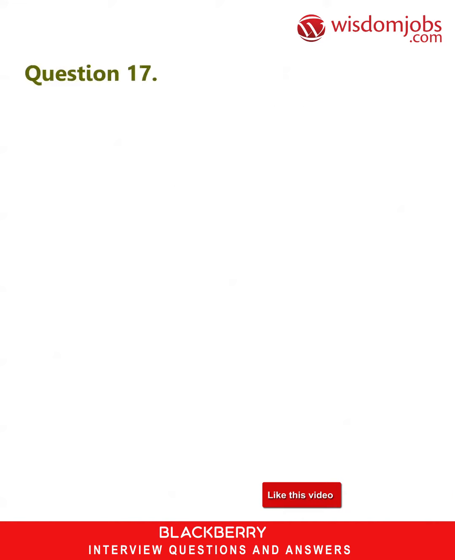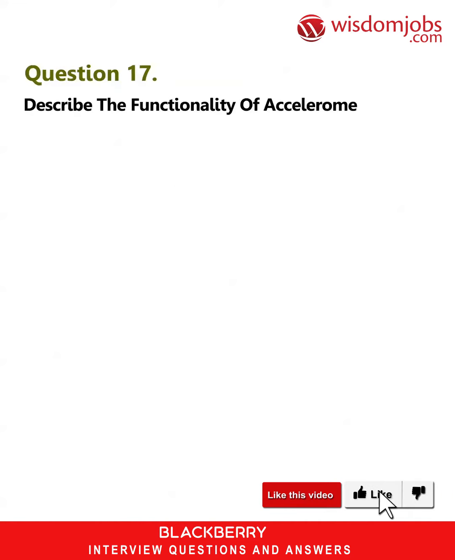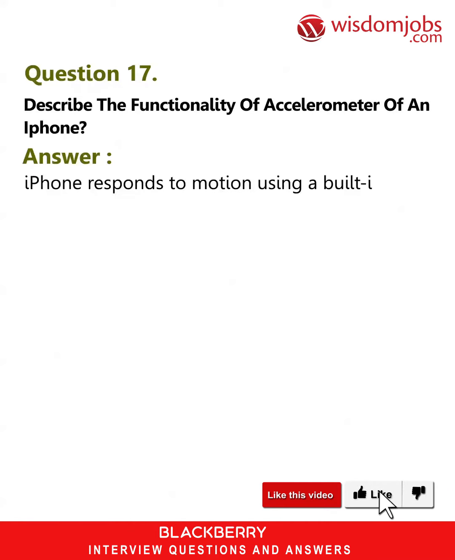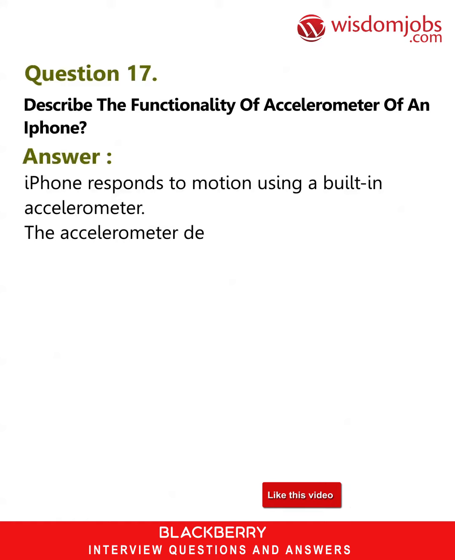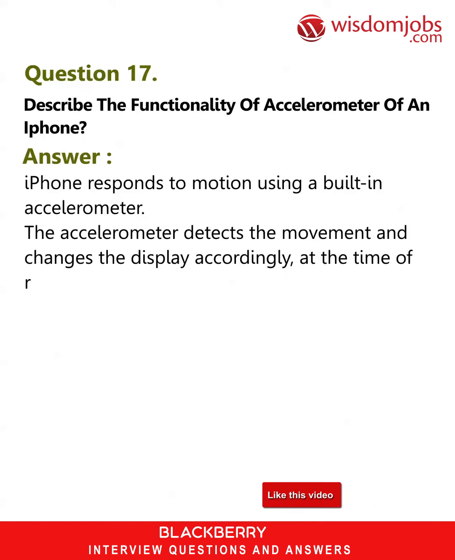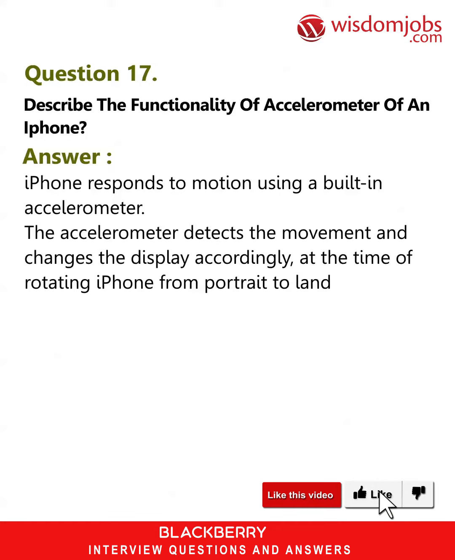Question 17. Describe the functionality of accelerometer of an iPhone. Answer. iPhone responds to motion using a built-in accelerometer. The accelerometer detects the movement and changes the display accordingly at the time of rotating iPhone from portrait to landscape.